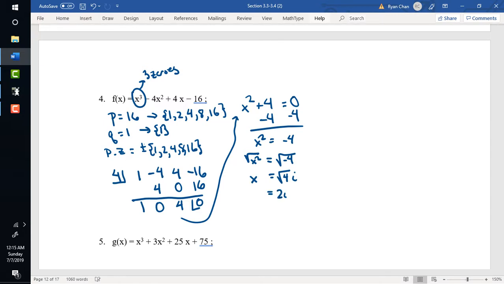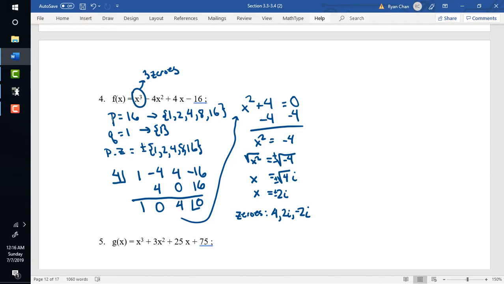Square root of 4 will become 2i. Make sure you do plus minus. As you can see, I almost forgot. So always remember when you take a square root for an equation, it's always plus minus because there's 2 of them. So my zeros, what are they? My zeros are the following. It's going to be 4, 2i, and -2i right here.